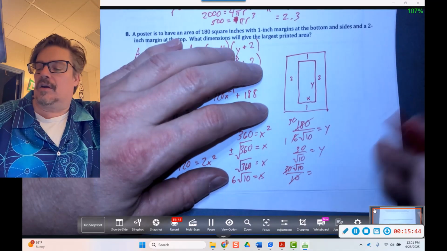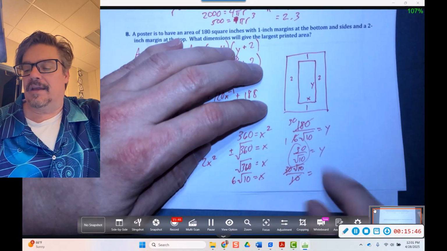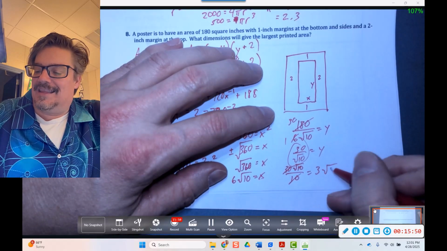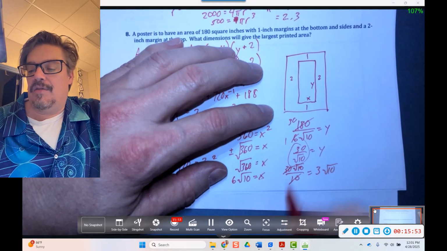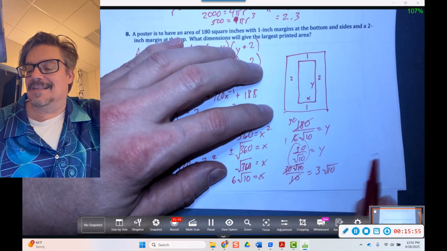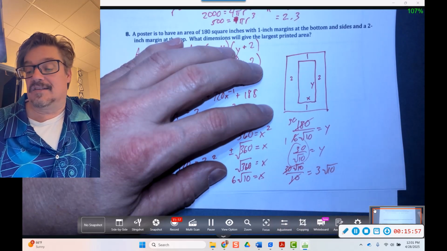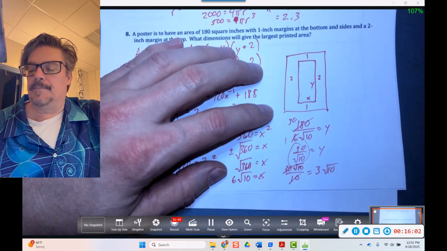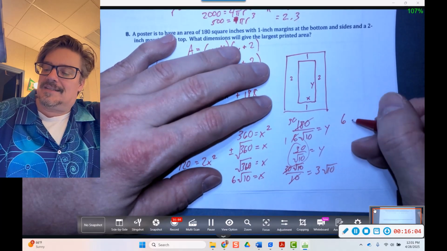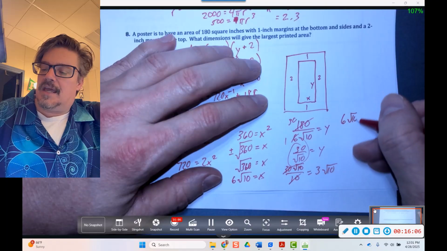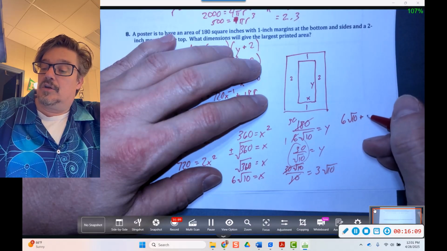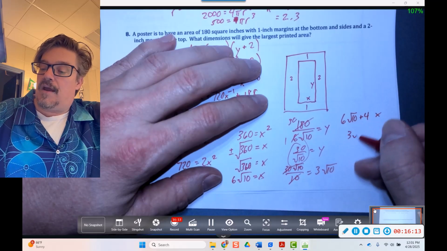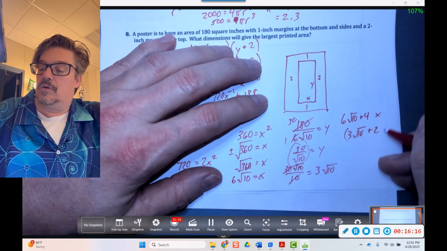Now look, if you got the decimal for that, it doesn't matter. That's just as fine. But I'm just kind of showing you that it's the same thing. 30 divided by radical 10 is the same as 3 times radical 10. Oh wait, 3, yeah, that's right. 3 radical 10, okay? All right, now those are the dimensions. You've got 6 radical 10 plus 4 by 3 radical 10 plus 2.